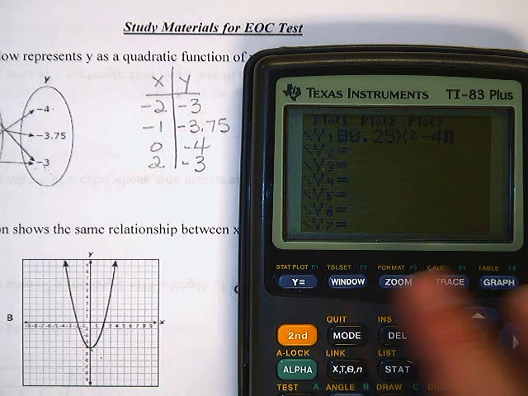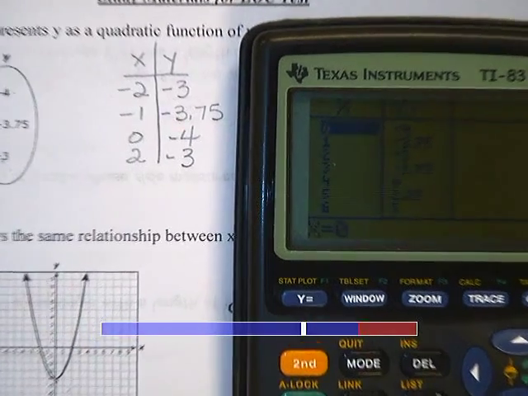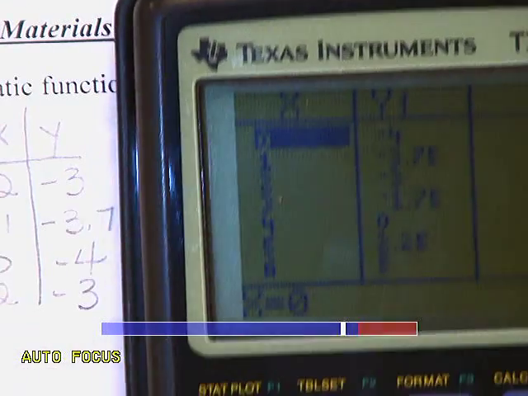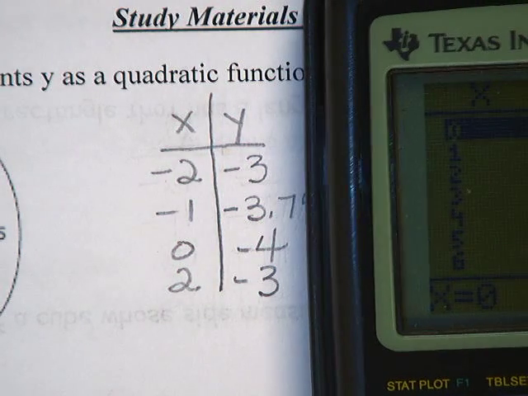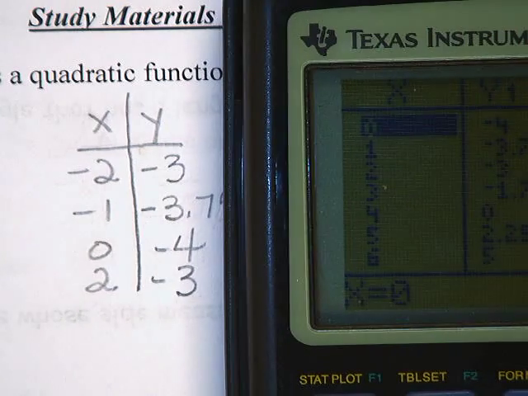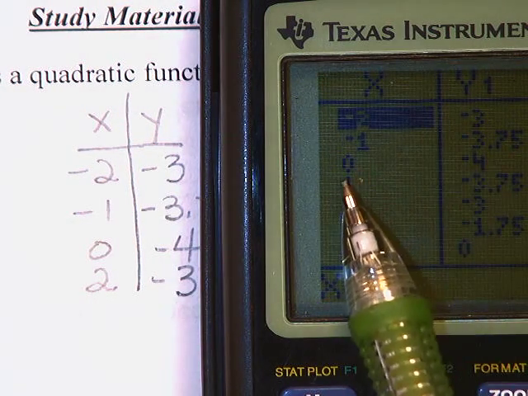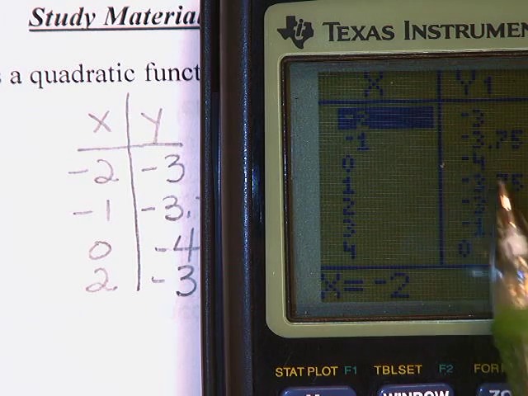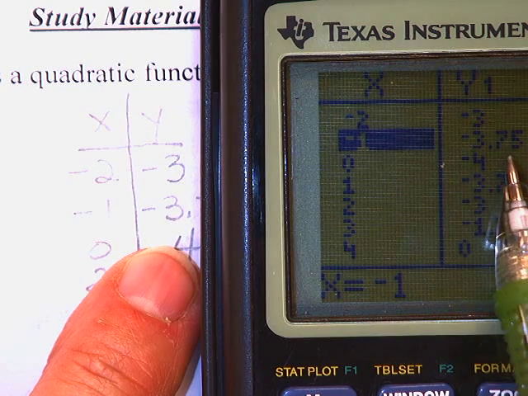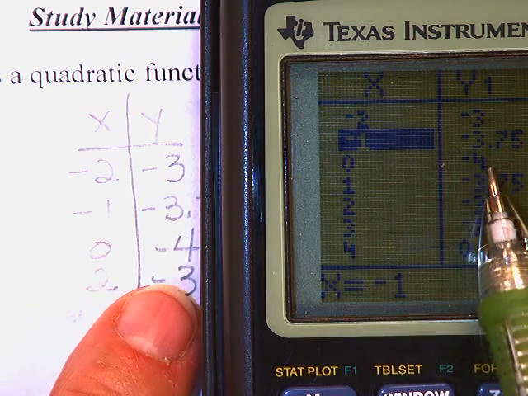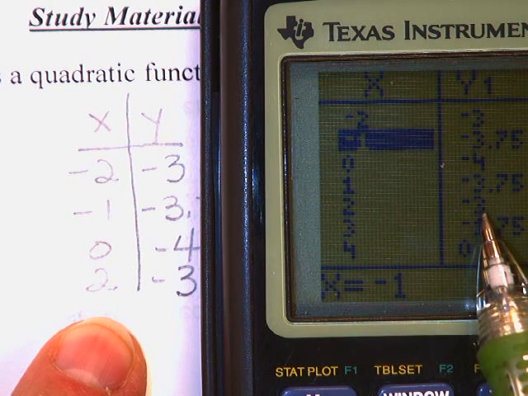And then hit second graph, and that takes you to the table. I'm going to zoom in now. Okay, so now I'm at the table, and I want to see if it matches this table. So I've got -2 and -3. So let's go over here and see what it is. -2, -3. That matches. Then I've got -1 and -3.75. That matches. 0 and -4, and 2 and -3. So they all check out.